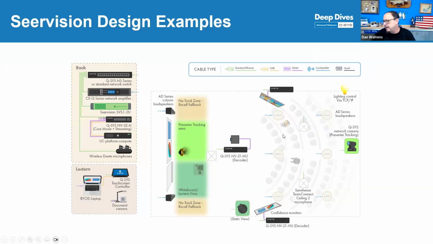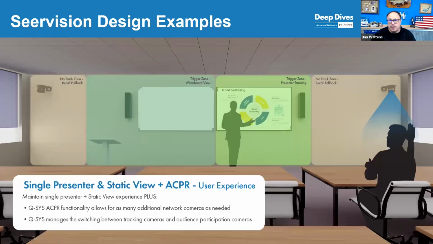Similar type of setup over here, with confidence monitors on the side we've added, lighting control as well. You've got your whiteboard lectern view, and a presenter tracking area in front of the larger display, and then a fixed area for the tracking. So, the single presenter and a static view plus ACPR. This is one that we think really makes a lot of sense, and this could be combined all at once.